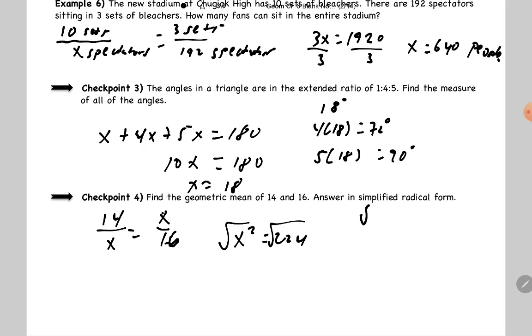So when simplifying square roots, I'm going to take this 224, break it down, which is, well, actually, I'm just going to break it back into what it used to be, 16 and 14, because we know the square root of 16 is 4, and we can just leave 14 as it is, and that's our answer.